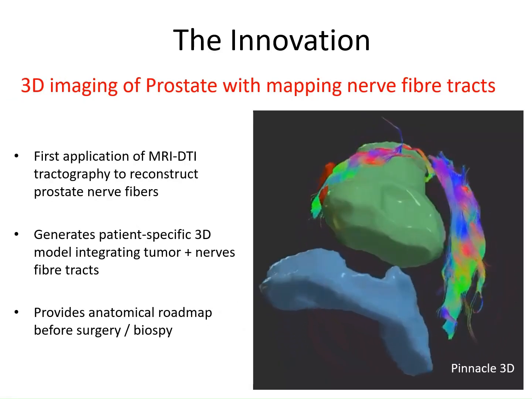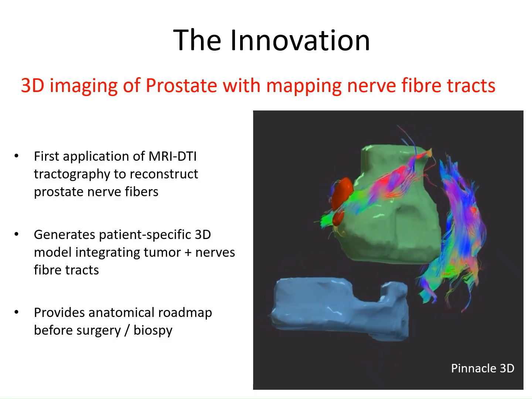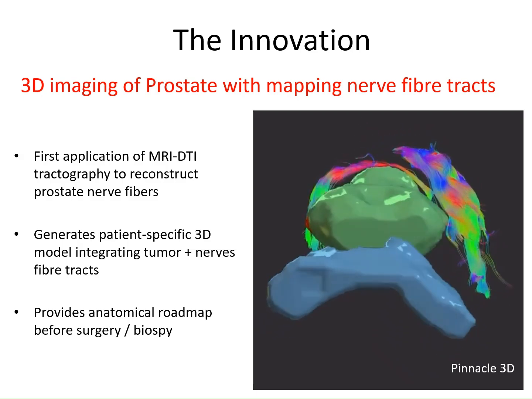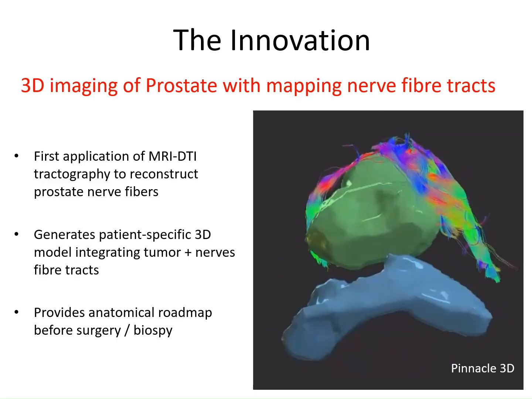Here is our innovation: 3D imaging of the prostate with mapping of nerve fiber tracts. We're the first to use diffusion tensor imaging tractography integrated on a 3D model of the prostate. It is based on the sensitivity to diffusion of water protons in biological tissue, and DTI is able to quantify this phenomenon. By integrating this with prostate surface modeling, we generate patient-specific 3D models that combine tumor and nerve anatomy in one platform. This gives the surgeon an anatomical roadmap before surgery.